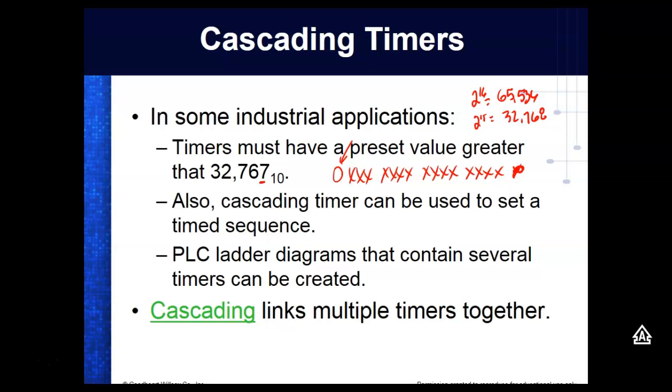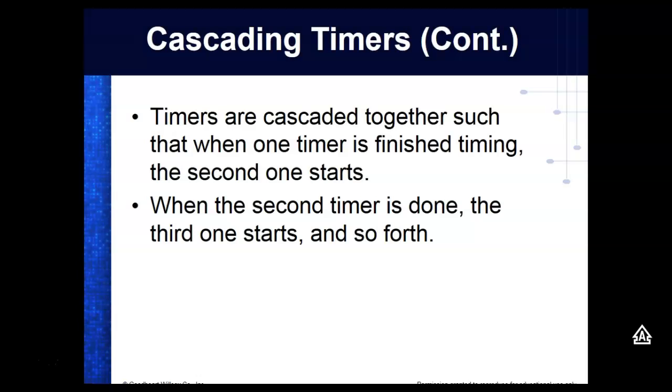Well, what if I needed the time to be 35,783? Well, we'd cascade timers. So we'd let one timer, when it got through timing, it would do what? It would start a second timer. So we'd cascade timers if I need to exceed the range on the timer, or if I need to set up a sequence. So let's say I want something to happen after 5 seconds, and then I want something to happen after 10 seconds, and I want something to happen after 15 seconds. But what I could do is I could come over here and set up a timer, and I could set it up for 15 seconds.